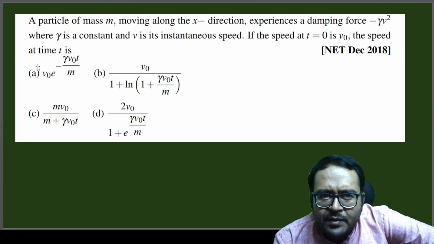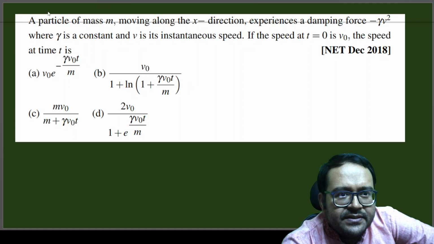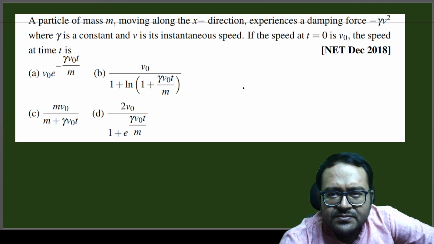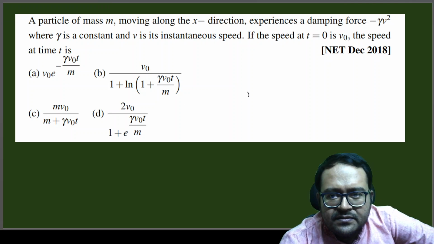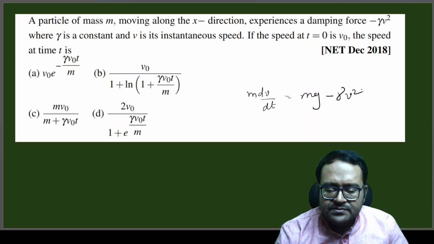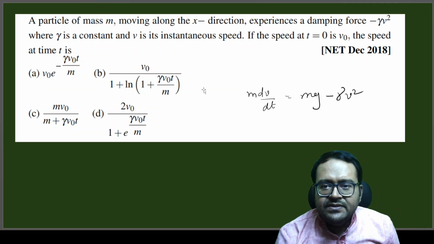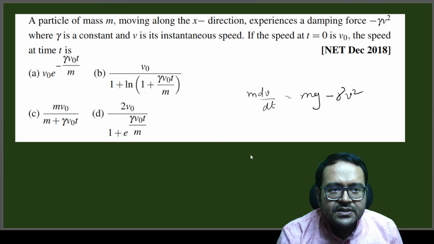There is another type of problem which has minus gamma v square. It is an easy problem, not tough. Same thing, minus gamma v square. You just have this equation and you will solve it. You try it, right?